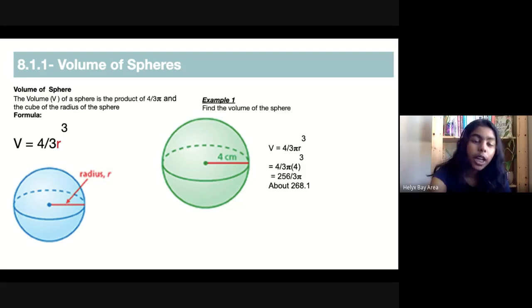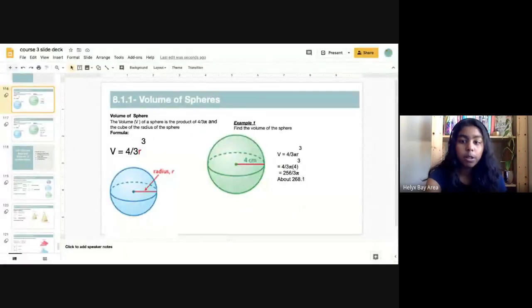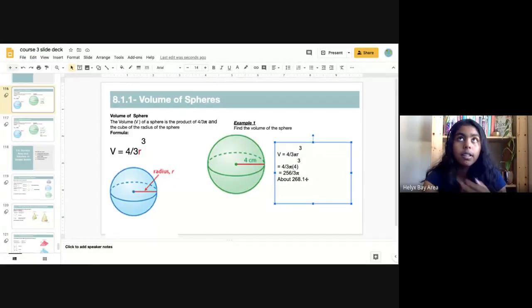You're always going to have cubic units when you're solving for volume because we're doing three dimensions. You're going to have a width, a length, and a height.